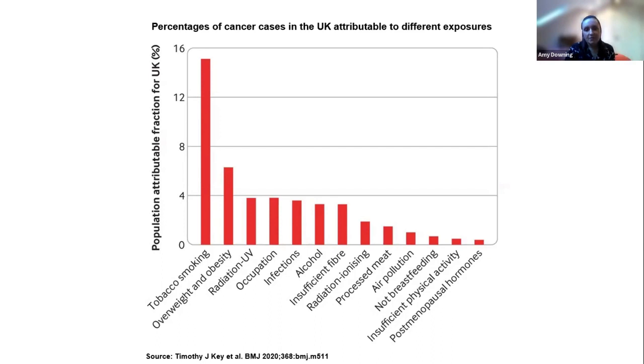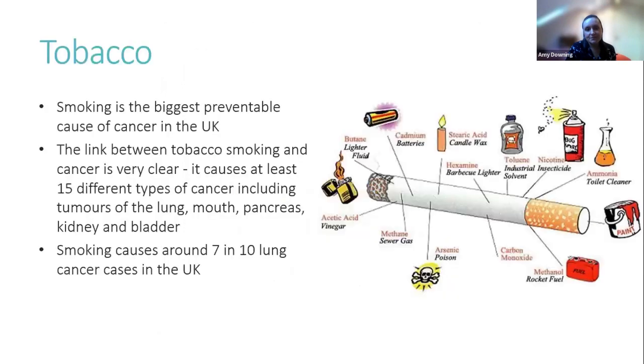So if we were able to improve people's diets, reduce smoking, etc., we should be able to reduce some of these cancer cases. So I'm going to start with looking at tobacco.